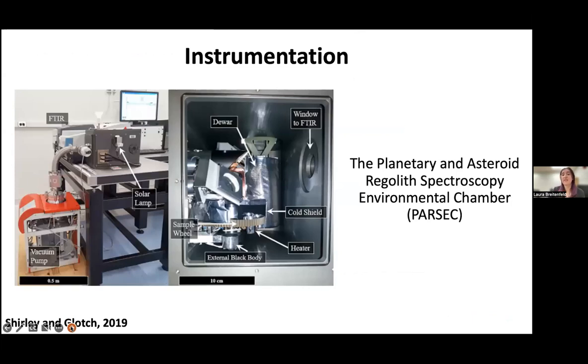For the setup of these measurements, these samples were analyzed in the planetary or asteroid regolith spectroscopy environmental chamber, PARSEC, at Stony Brook University. These samples were placed in the chamber and measured at vacuum with a cooling of the environment and heating from both above and below to induce a thermal gradient. These measurements were made like this to simulate airless body measurements like Bennu.